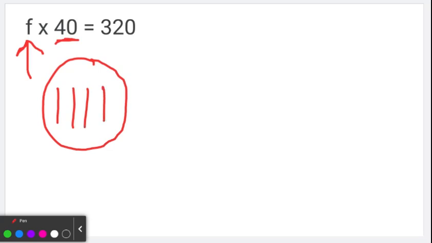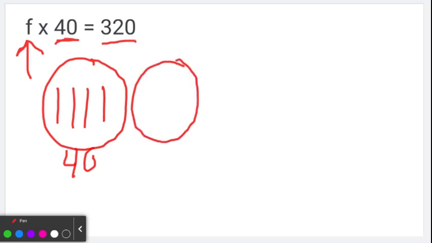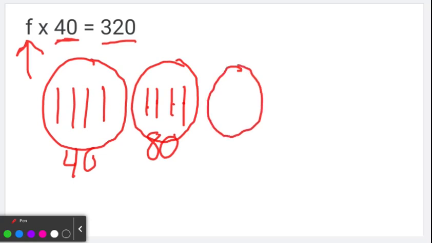So that makes 40. Okay, and our goal is to get to 320, so that means we need to draw another group. And we're going to put 4 tens in this group. So that's 40, 50, 60, 70, 80. So that makes 80. So we need another group. And we're going to put 4 tens in this group. 80, 90, 100, 110, 120.